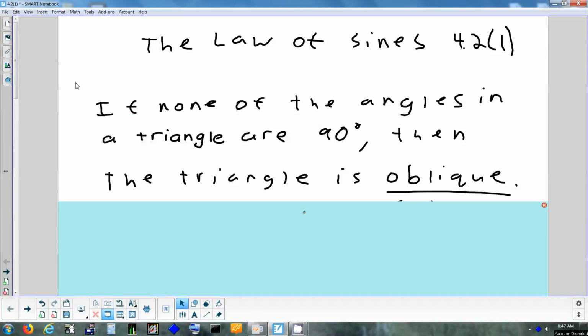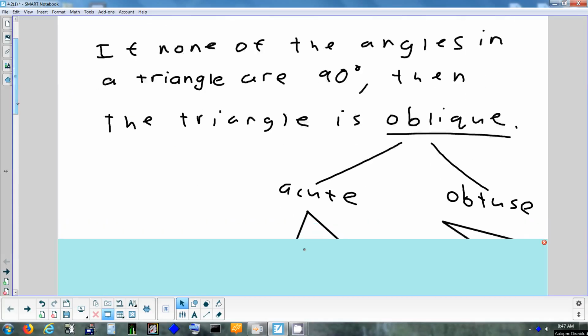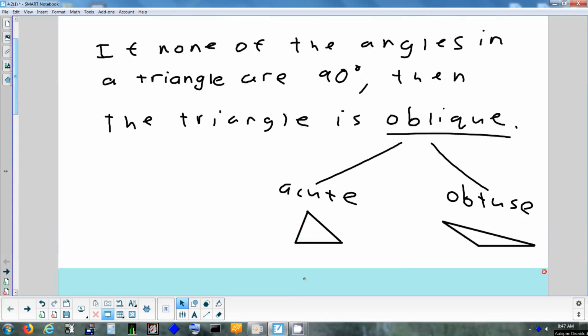If you have a triangle that doesn't have a 90-degree angle, it's called an oblique triangle. And there's really two types of oblique triangles. You can kind of separate it into two categories. And I drew a picture of each type. So one type of triangle that doesn't have a 90 is an acute triangle. In an acute triangle, all the angles are smaller than 90. A specific example, think of an equilateral triangle, 60, 60, 60.